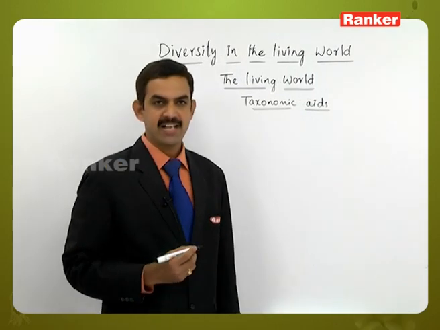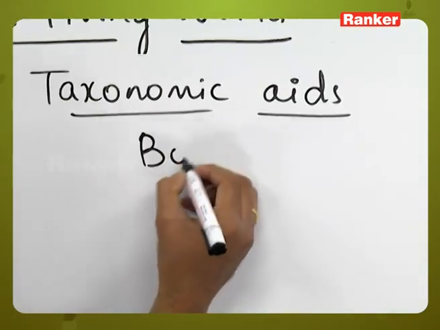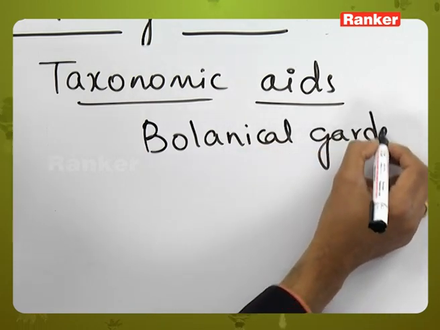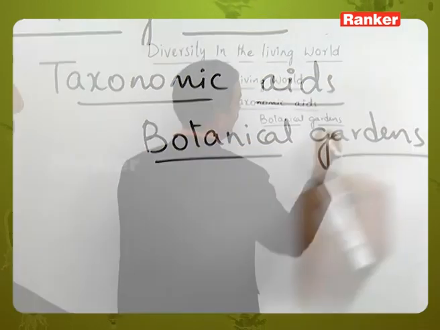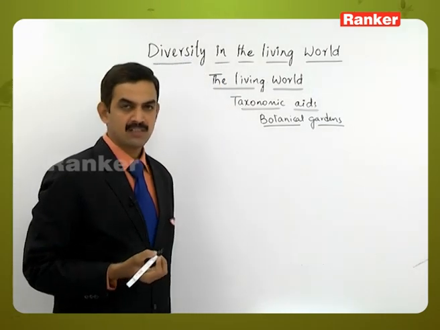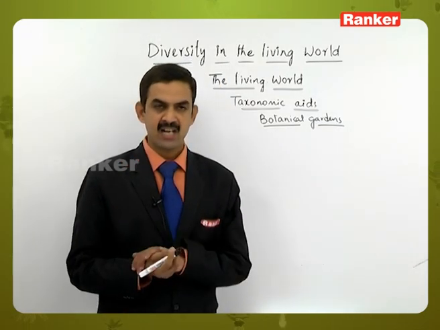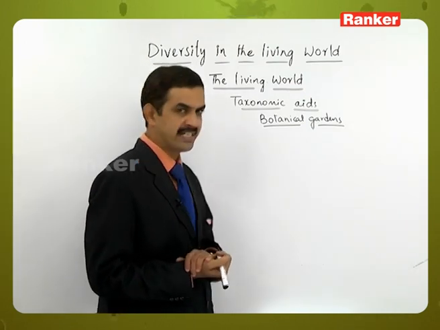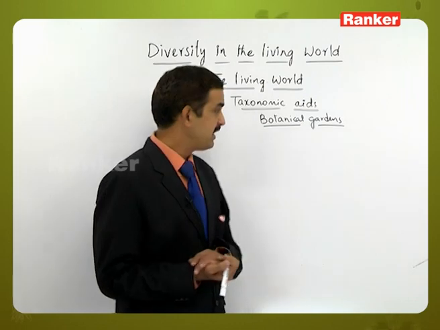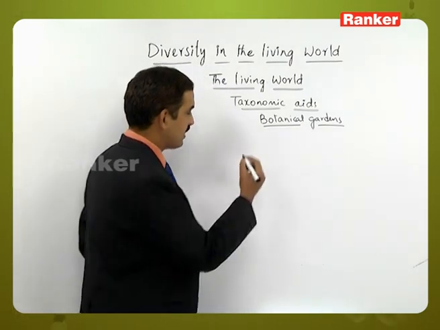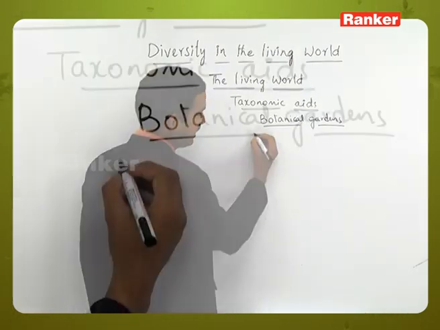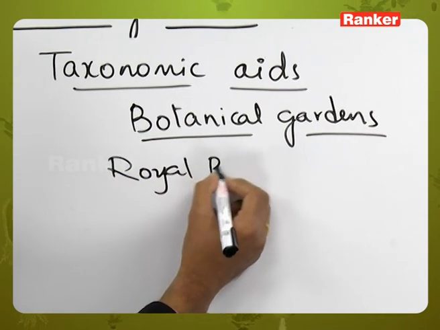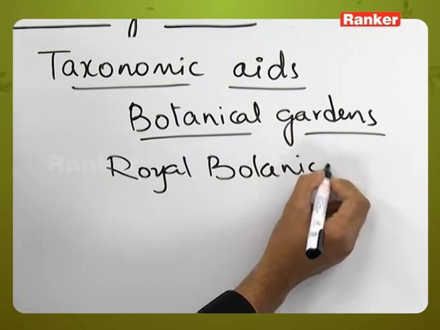In the taxonomic aids, the next one is the botanical gardens. Here in the botanical gardens, the plants are grown in a restricted area by providing the normal atmospheric conditions which are suitable for the growth and development of the plants. And as we already discussed, the largest botanical garden is in Kew, England, that is called the Royal Botanical Garden.